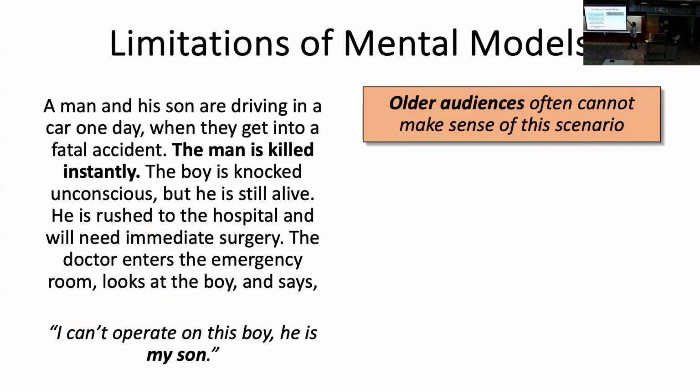Now, there are older audiences that cannot make sense of this scenario, but I'm guessing there are members of this audience that have a way to make sense of this. So what's going on here? What's a plausible scenario that could end this way? His mom, the doctor could be a woman. What's another plausible scenario? Any thoughts? I mean, another thought is the doctor could be gay, right?